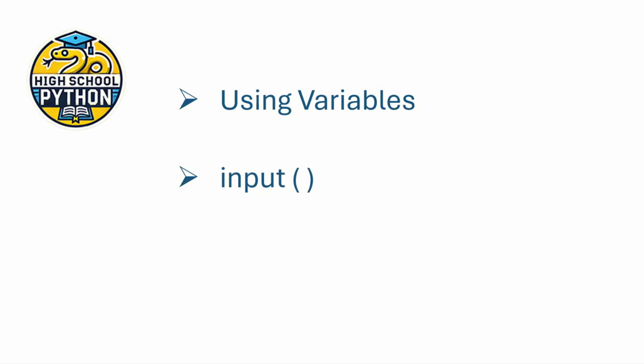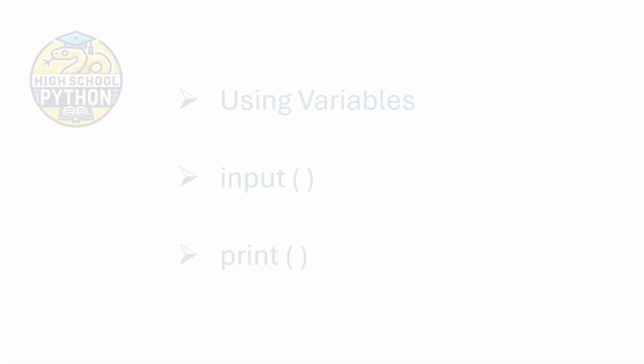Today, we're diving into a super important topic, variables. By the end of this lesson, you'll understand what variables are, how to use them, and why they're essential in coding. We'll also explore two key Python functions. The input function, which allows us to get information from a user. The print function, which lets us display messages and data. Sounds good? Let's get started.